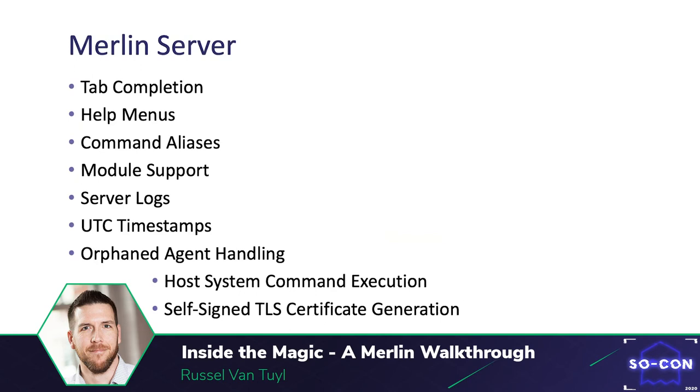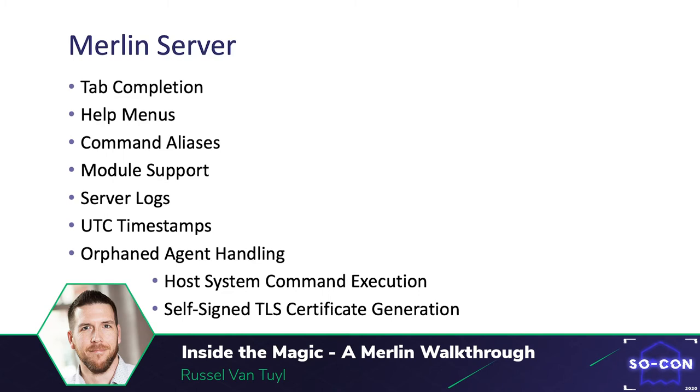I just want to quickly highlight some of the more notable features that the Merlin server has, such as tab completion, which always helps if you're not sure what to run, as well as help menus that I've put a lot of time in making sure are documented well. Additionally, it has module support and does well with creating server logs and UTC timestamps.